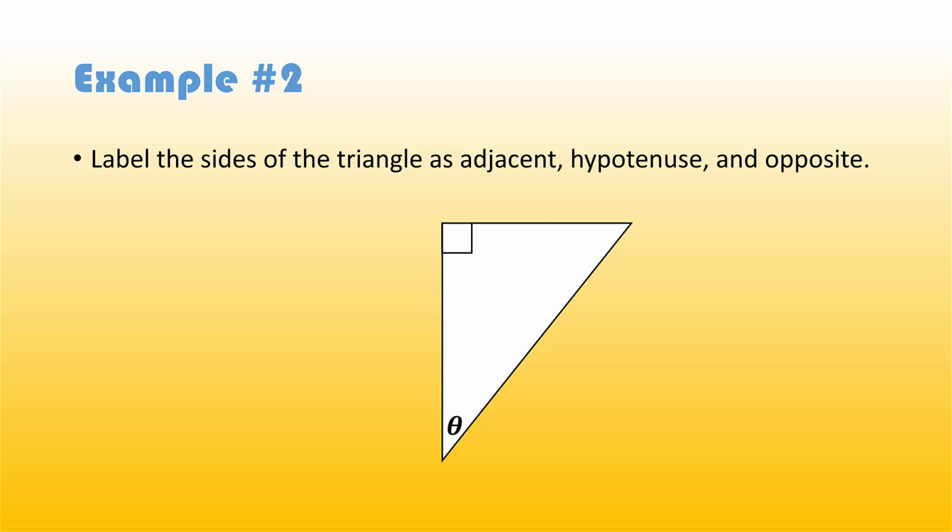We'll do another one together. Label the sides. I always start with the hypotenuse. It is across from the right angle. Here's the hypotenuse. And then I always go to the opposite, which is across from my theta. So in this case, opposite is on the top. And then finally the adjacent, which is the side left and remaining, but also adjacent is the side next to my angle, theta.